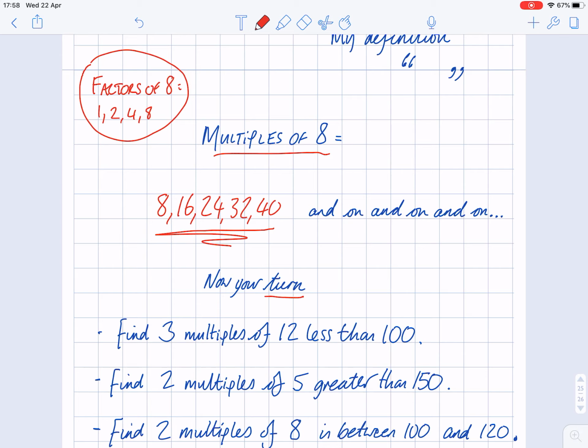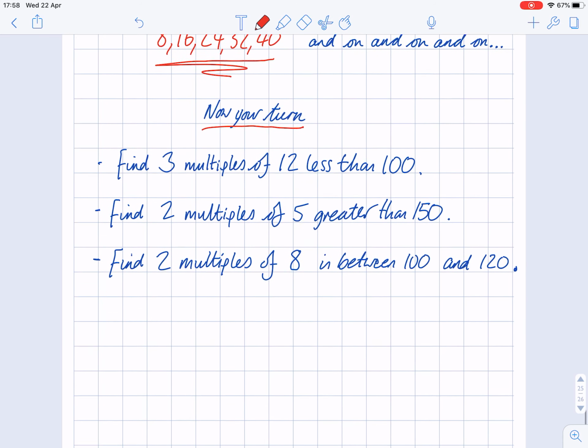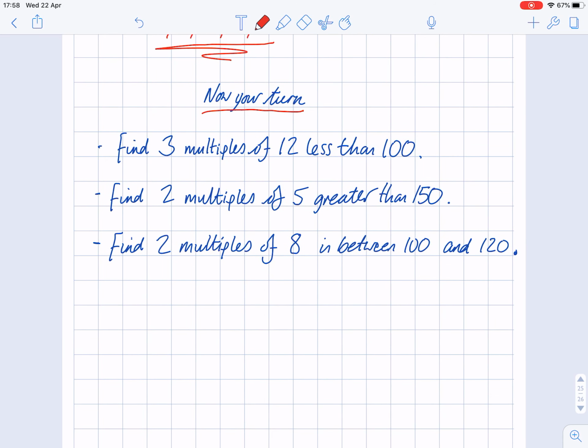Now it's your turn. Focusing on the multiples, you've got 3 problems here. Take your time. Make sure you read the questions thoroughly. Pause the screen now. Press play when you want to go through the answers, please.